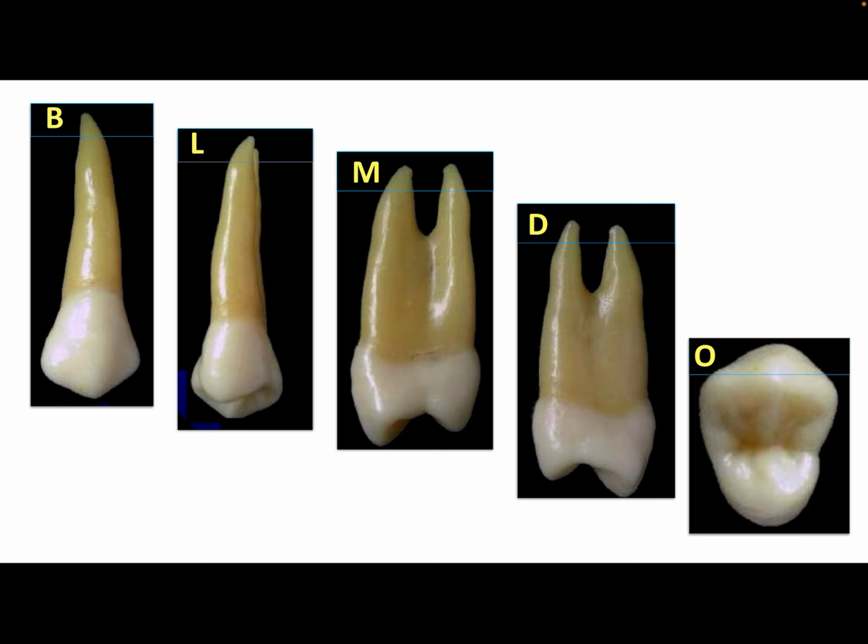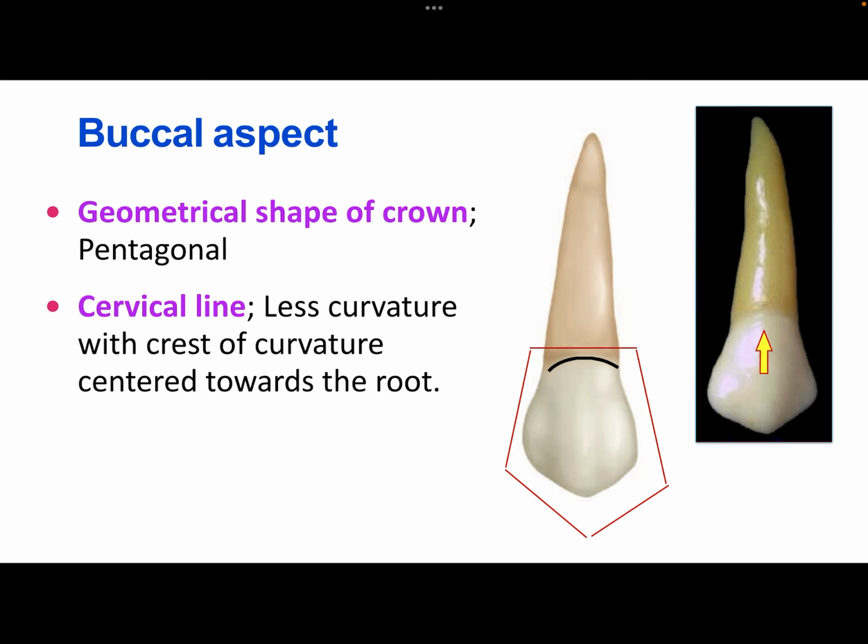So these are the various aspects of the maxillary first premolar: buccal, lingual, mesial, distal, and occlusal. First of all, the buccal aspect. Likewise, we have seen that for the canine the geometrical shape was pentagonal. This tooth will also resemble a canine from the buccal aspect, so the geometrical shape is also pentagonal. The cervical line will have less curvature with the crest of curvature centered towards the root.